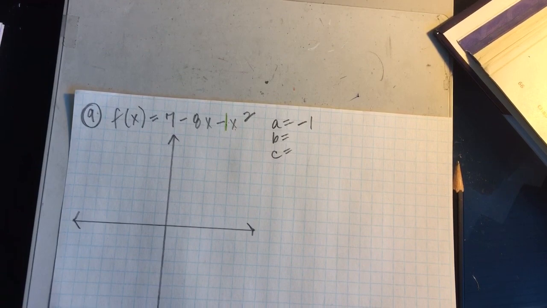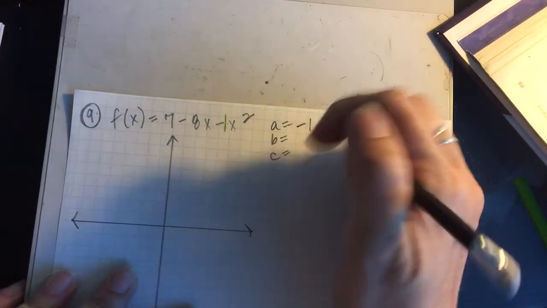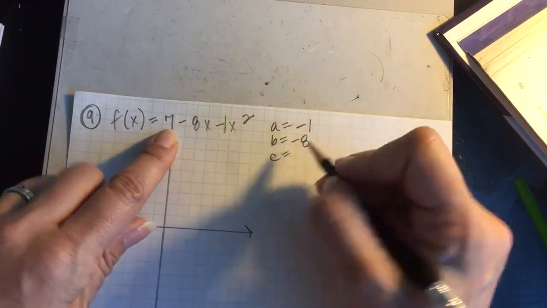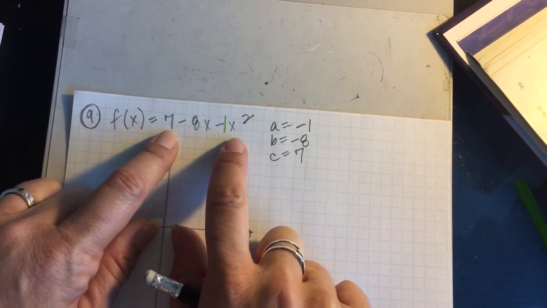This isn't working. We're doing this right now. The b value is always the number stuck to x. And then the c value is always the number that's not stuck to anything, and it happens to be positive 7. So I had to actually go look at this a little bit differently.